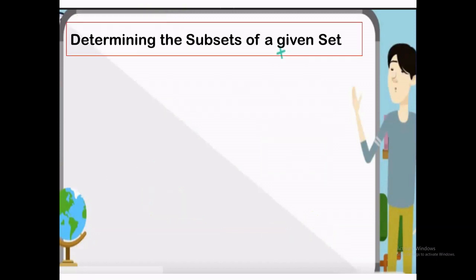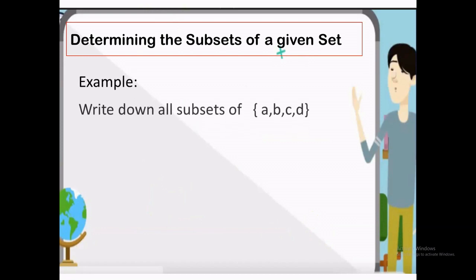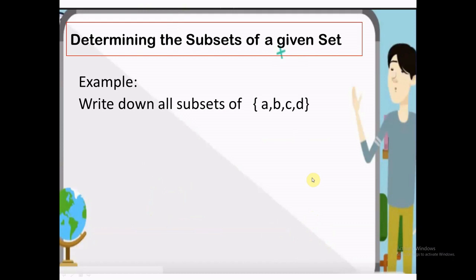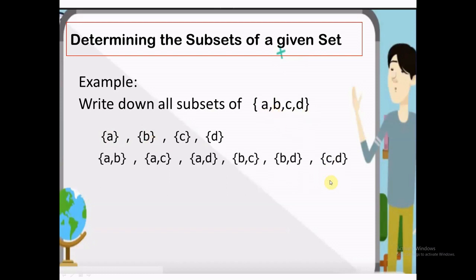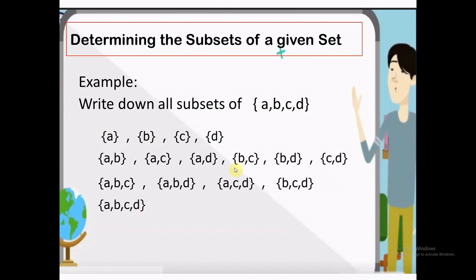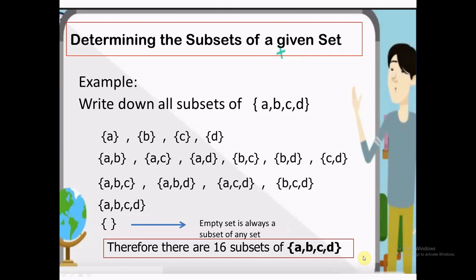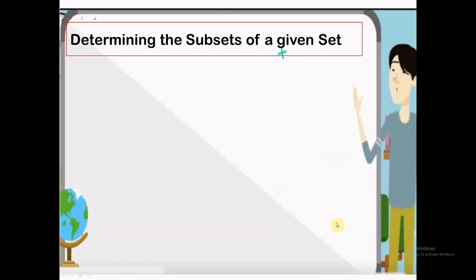Okay, determining the subsets of a given set. Example, write down all of the subsets of {A, B, C, D}. With one element: {A} is a subset of {A, B, C, D}, {B} is a subset of {A, B, C, D}, and so on. Then 2 elements, 3 elements, and 4 elements. And finally, we have the empty set. The empty set is always a subset of any set, so it is included in the subsets. Therefore, there are 1, 2, 3, 4, 5, 6, 7, 8, 9, 10, 11, 12, 13, 14, 15, 16 subsets of {A, B, C, D}.